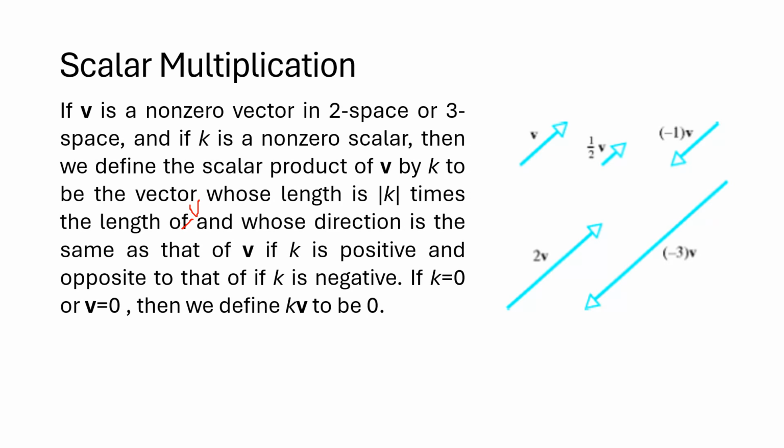In the figure, as you can see, it shows the geometric relationship between the vector v and some of its scalar multiples. In particular, observe that when we have negative 1 times v, it has the same length as v but is oppositely directed.